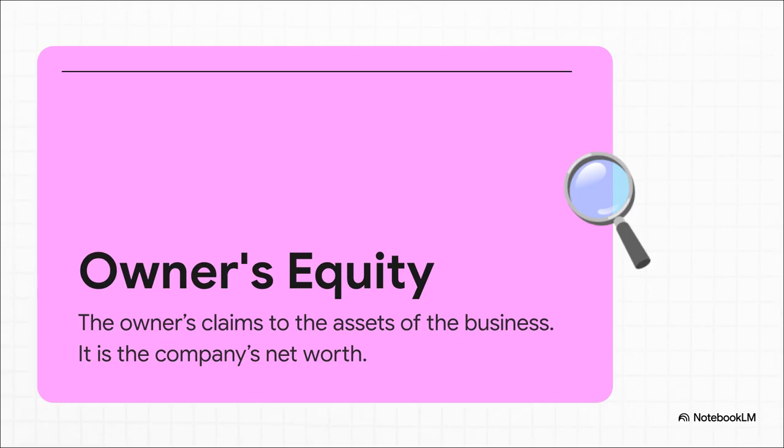And what's left over? After you take everything the business owns and subtract everything it owes, that remaining piece is the owner's equity. It's the owner's personal slice of the pie, their claim to the assets. You could even call it the net worth of the business.